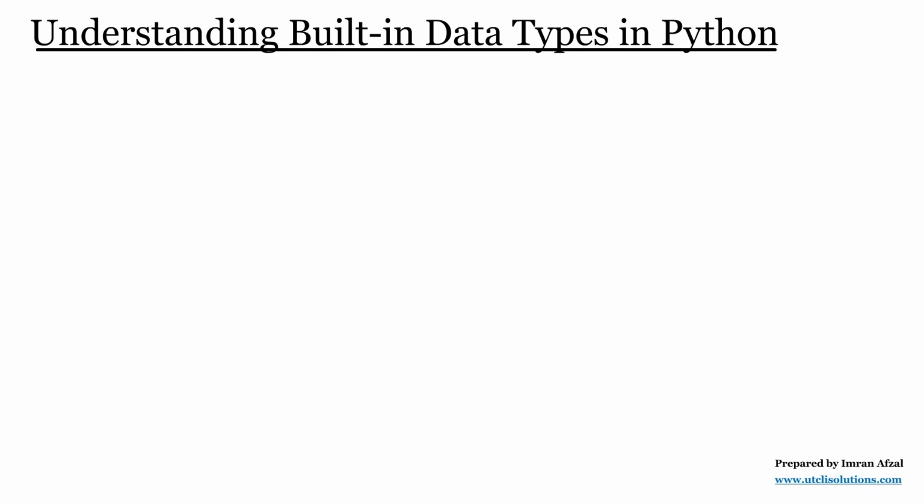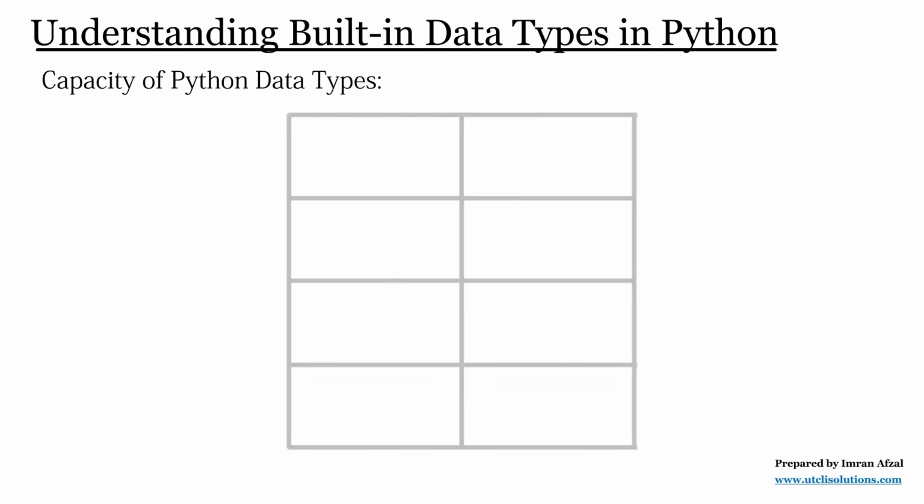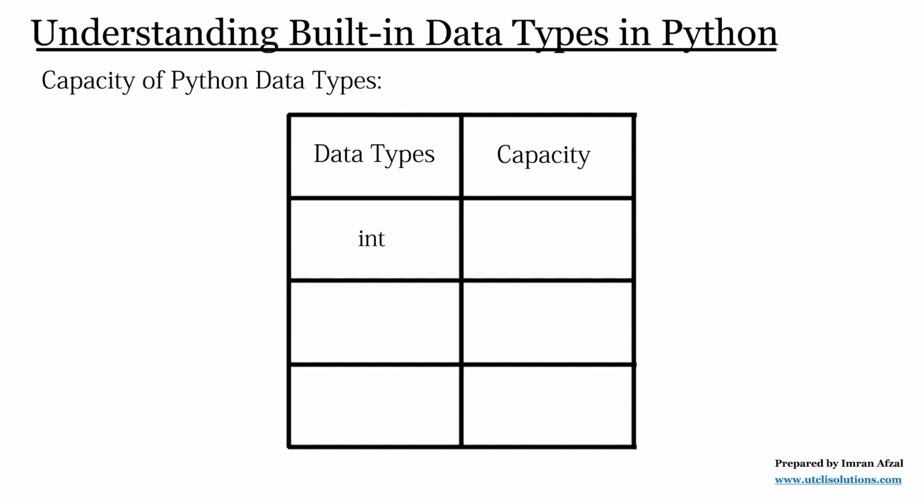Let's see how much capacity or memory these data types have to store values. In Python, the integer type has no fixed size limit. You can store numbers as small as like -2 billion or as big as you can imagine. Your computer's memory is the only limit.